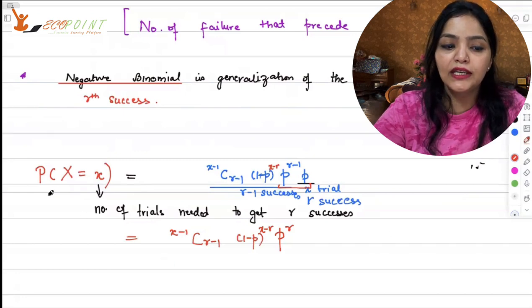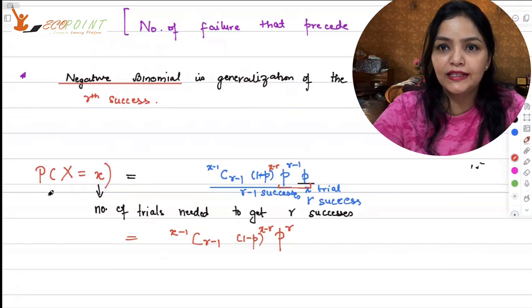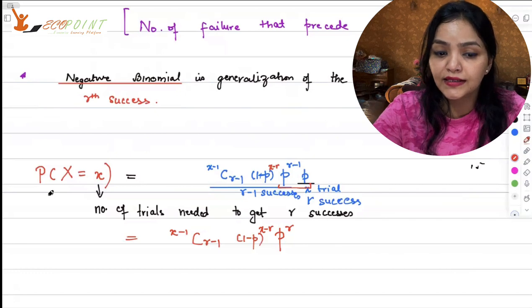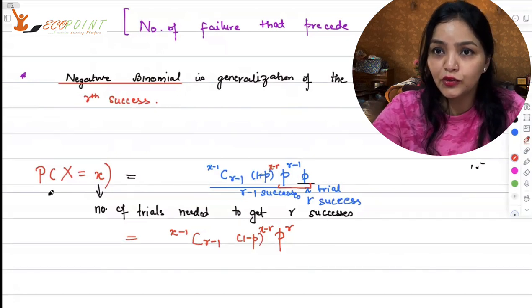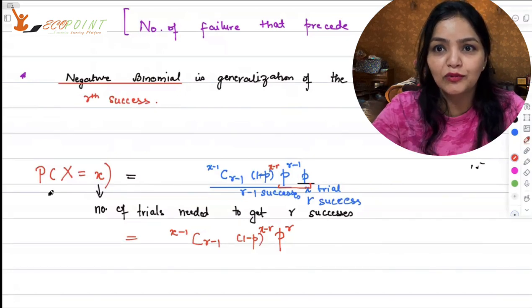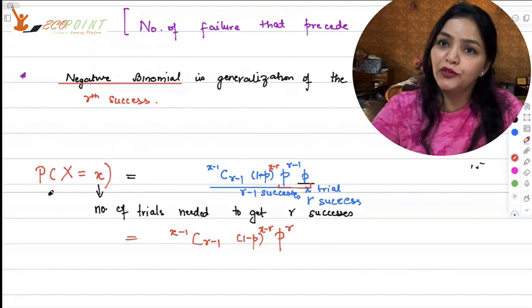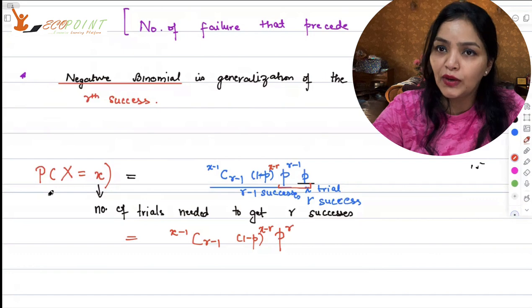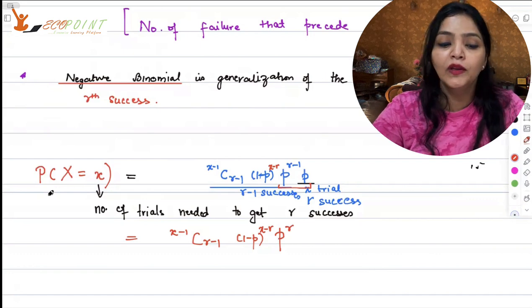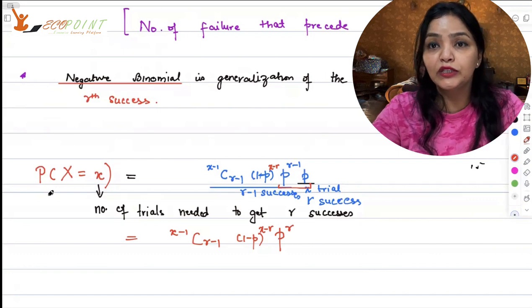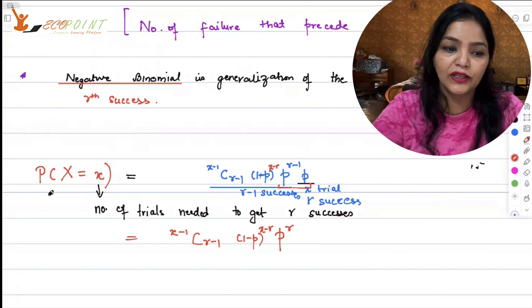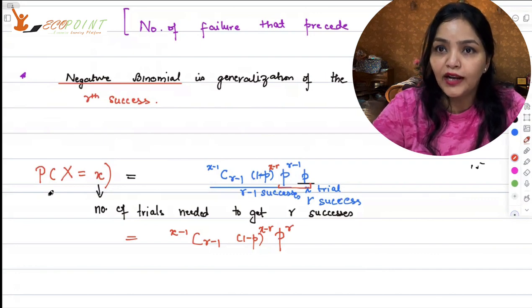This is when you are taking the number of trials needed to get R successes. I'm not talking in terms of failure right now, I'm talking in terms of successes. There are two ways, even in geometric. Please go back to the geometric random variable video to revise that, where I have spoken about how you deal with failure instead of success when you are defining your random variable.